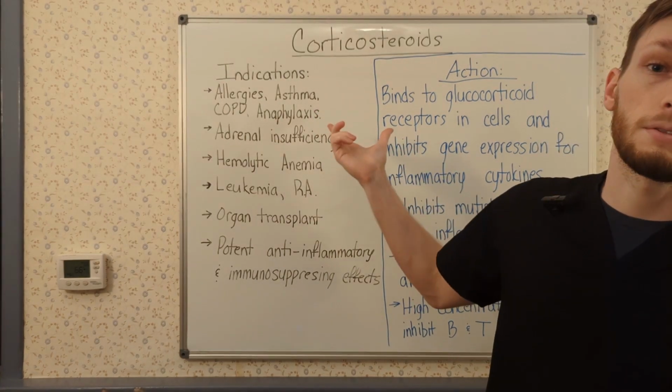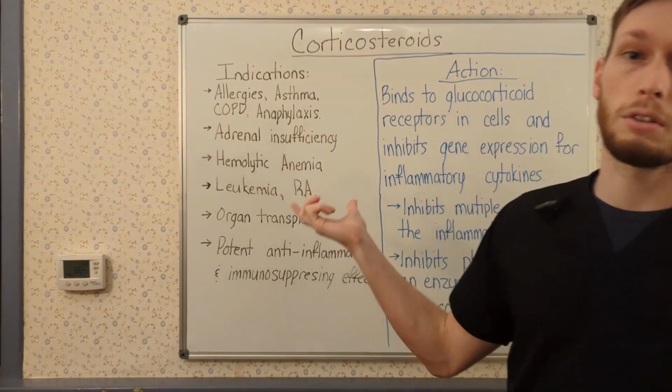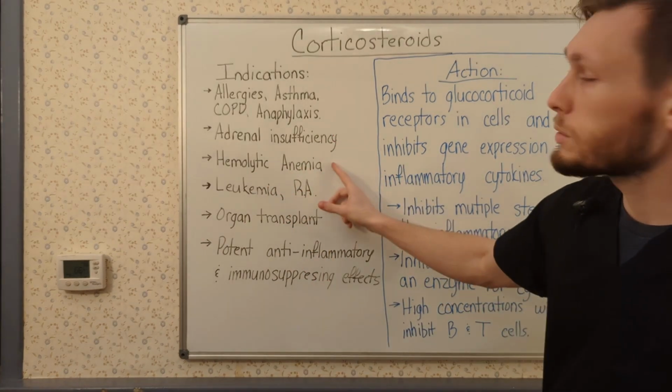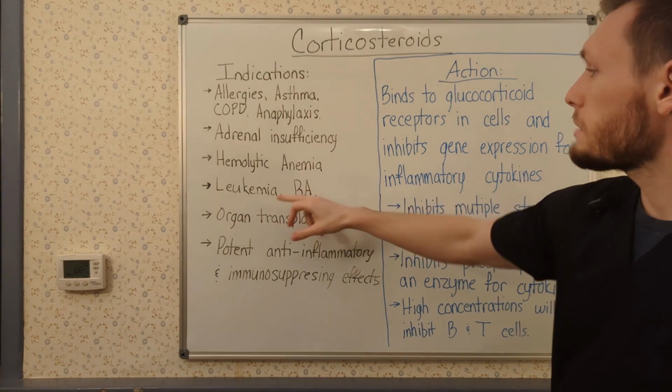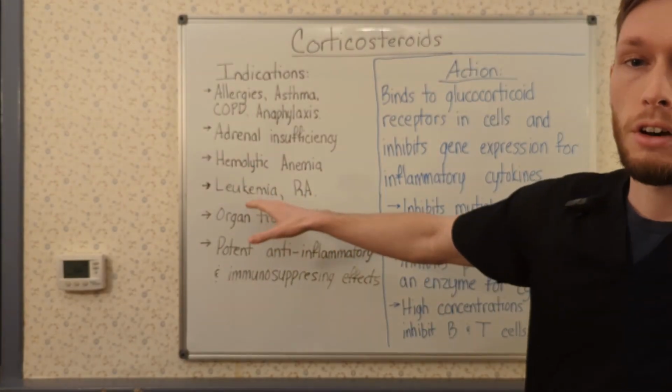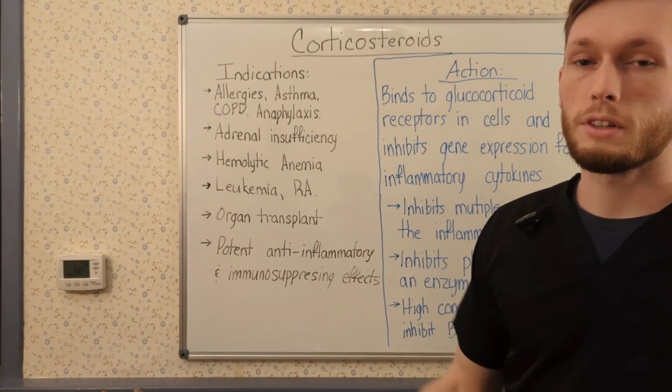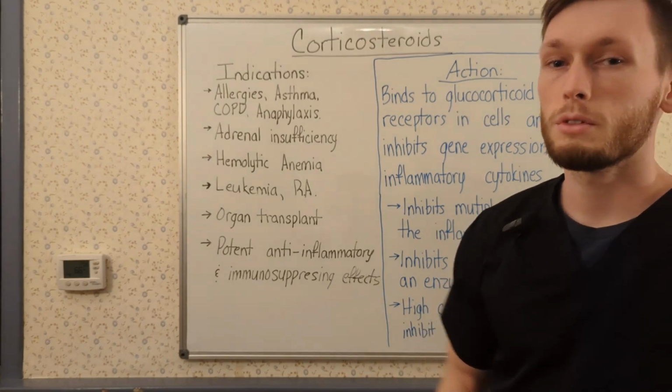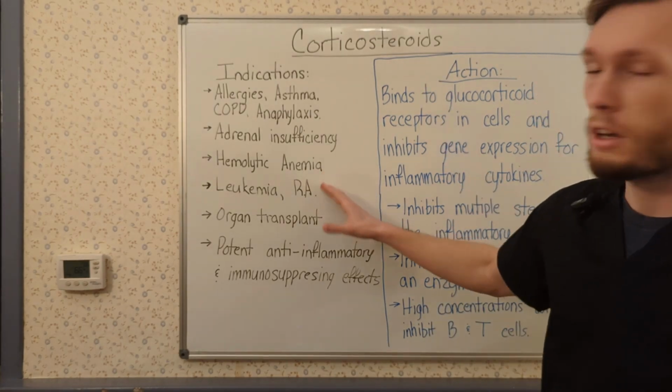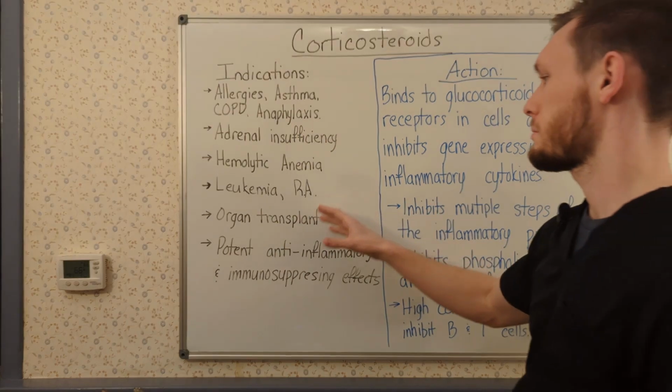Adrenal insufficiency, if your adrenal glands aren't working right, we're going to use them there. Hemolytic anemia, leukemia, rheumatoid arthritis. These are autoimmune disorders, so your body's literally attacking itself. It's setting off the autoimmune system. Corticosteroids are going to help reduce the effects of that, reduce the symptoms.